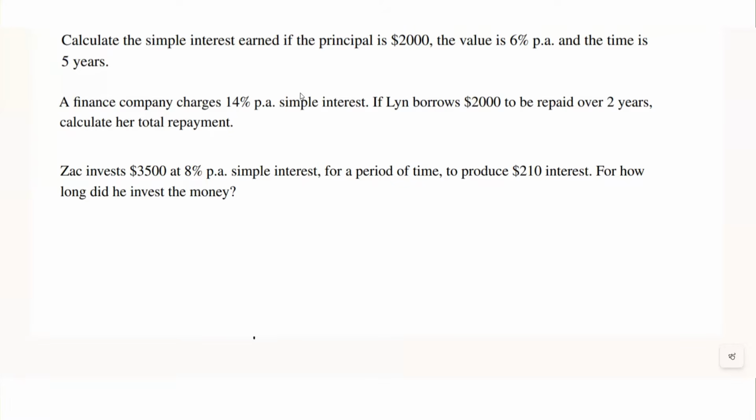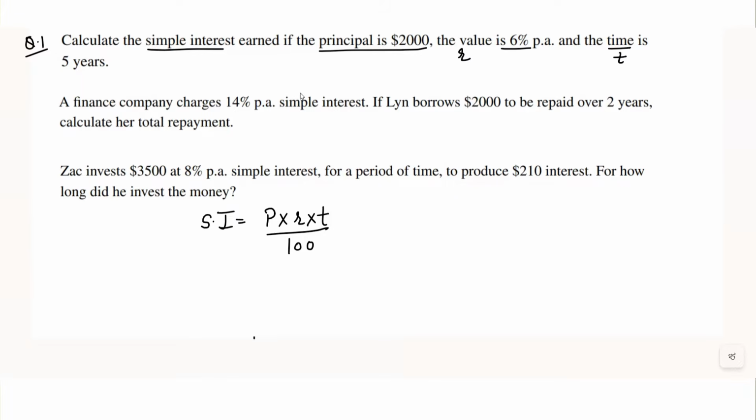In these questions, the first question is: calculate the simple interest if the principal is 2000, rate which is R is 6% and time T is 5 years. So we have to use here the formula to find out the simple interest, which is equal to P into R into T over 100, where P is principal, R is rate. Rate will always be in terms of a percentage. T is time. Time can be in terms of years, time can be in terms of months.